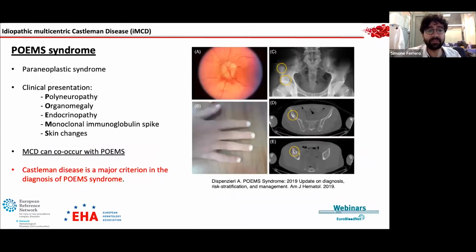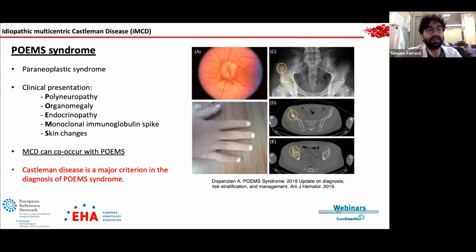related disease. Finally, POEMS syndrome. What is POEMS? It is a paraneoplastic syndrome, typically occurring in the presence of a monoclonal immunoglobulin spike, and is characterized differently from Castleman by polyneuropathy, organomegaly, that can be similar to Castleman, endocrinopathy, that is not typical of Castleman, for sure, monoclonal immunoglobulin spike, that is not typical of Castleman, and skin changes that are different from the cherry hemangiomas of Castleman.